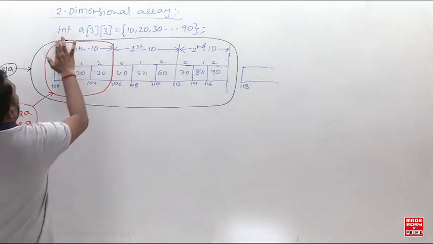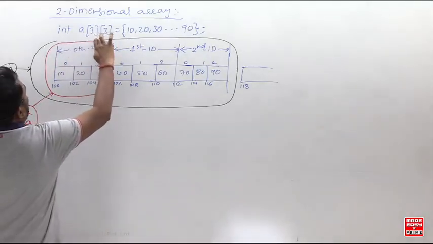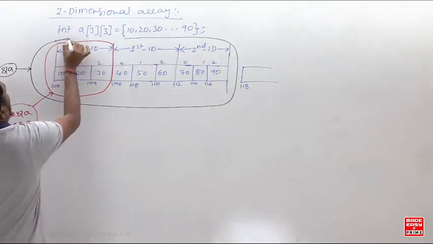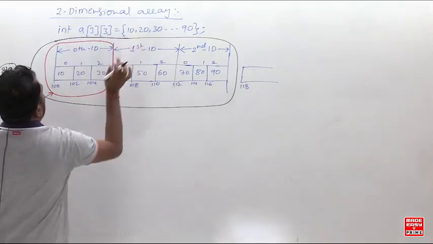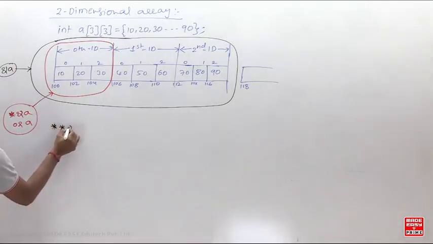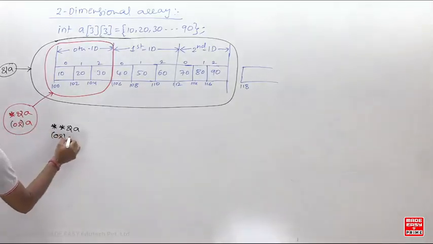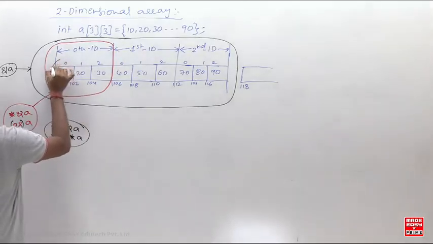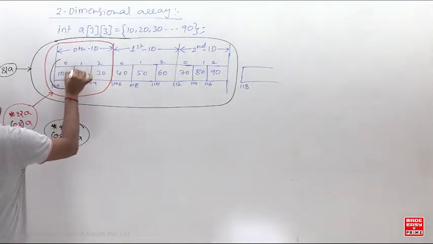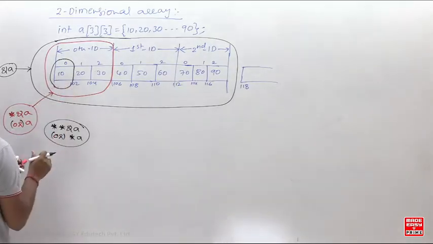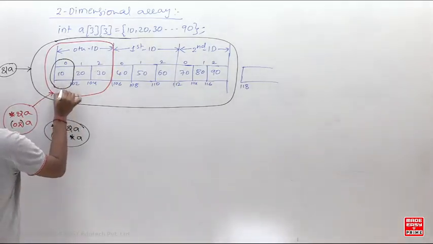Don't confuse here, that is different and this is different. If I apply one more star, so just listen here, double star ampersand A, or star A, now it is going to point to what? Element. So it is pointing to element.